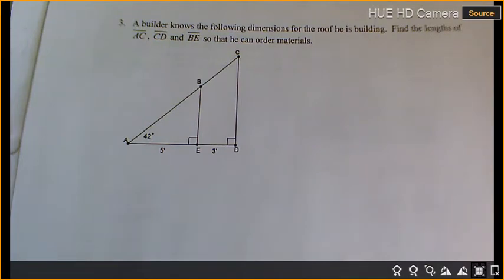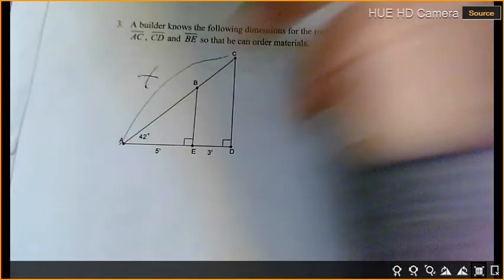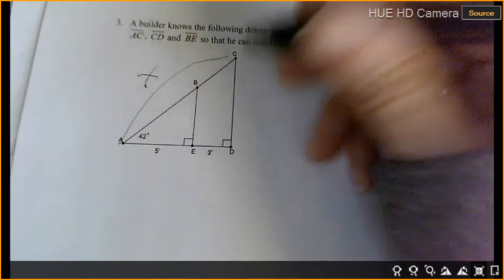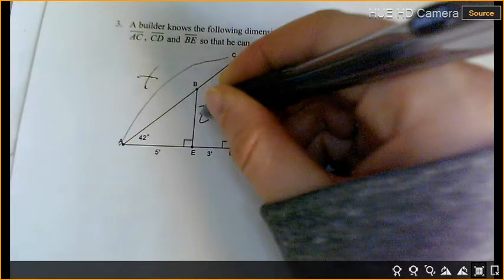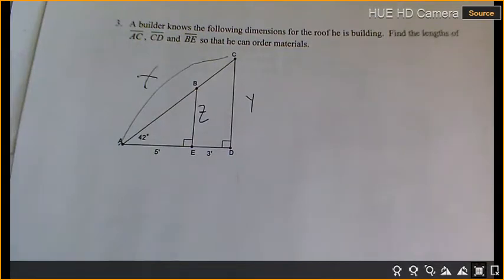Okay, a builder knows the following dimensions of the roof he is building. Find the lengths of A to C, so we can call this X. C to D, I'm going to call this Y. And B to E, I'm going to call this Z. So we can order materials. Okay, so what do you guys want to find first? X, Y, or Z? X.